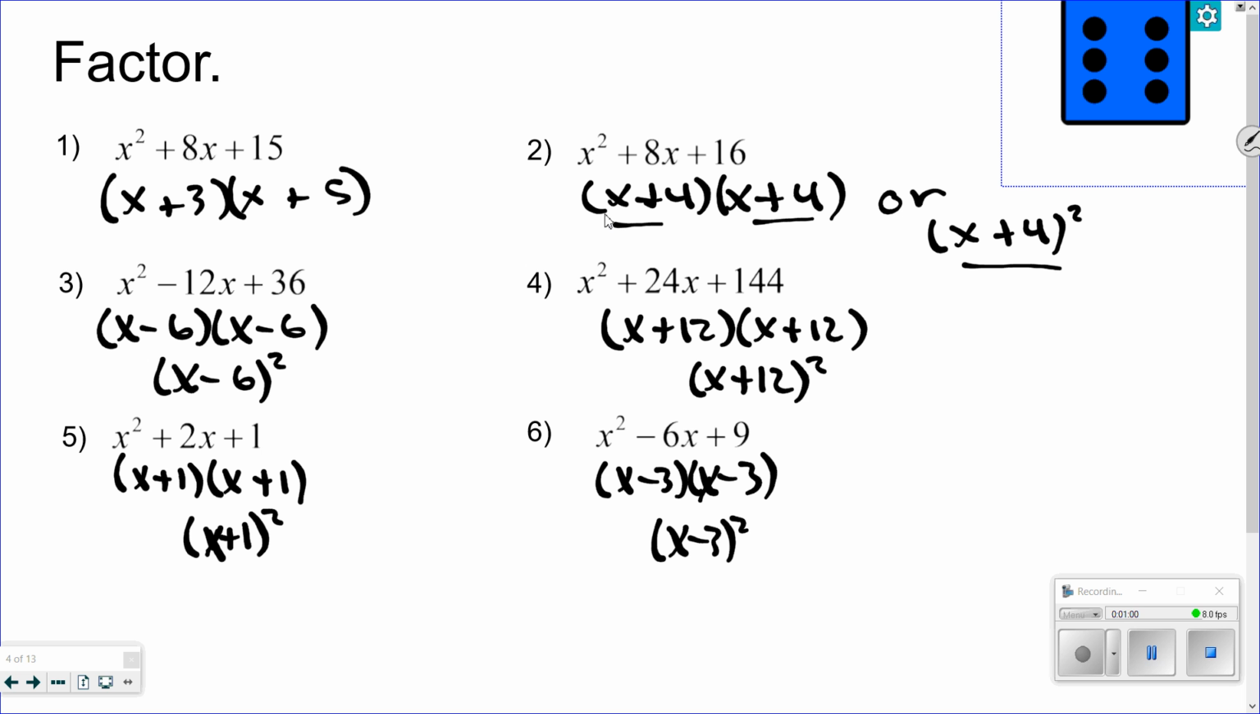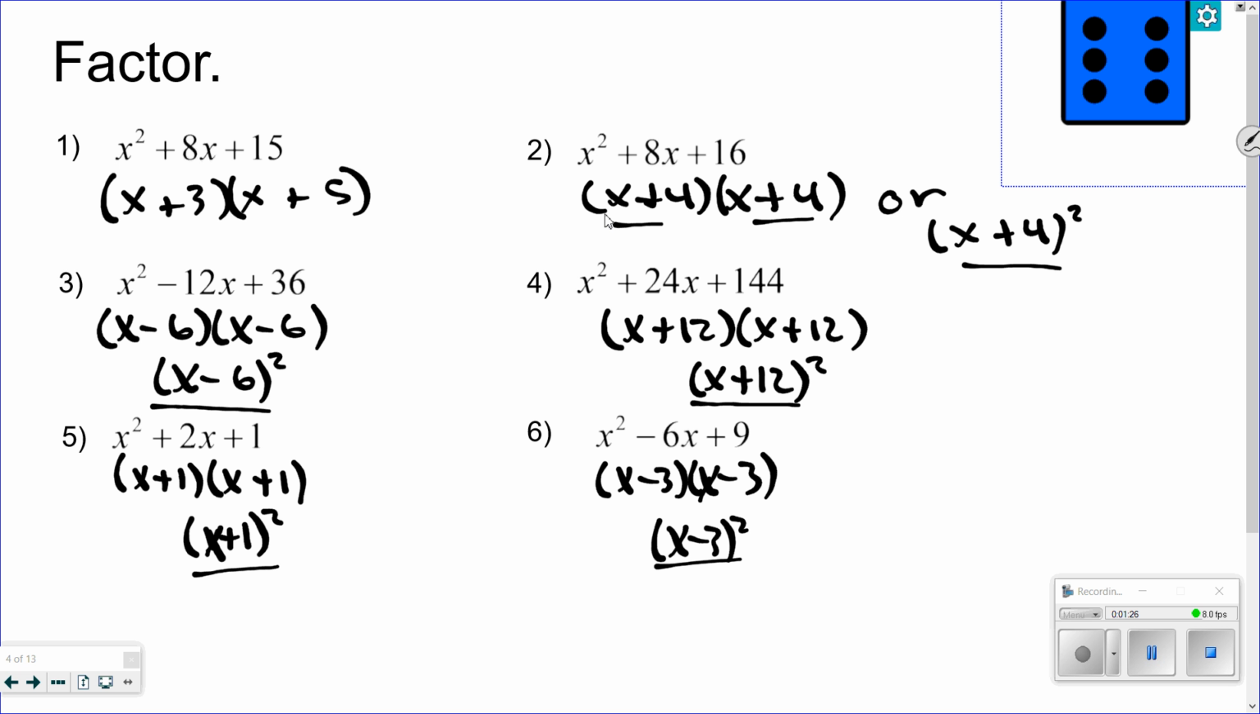Factors of 36 that add up to negative 12 are negative 6 and negative 6, which is really the same thing as x minus 6 squared. Factors of 144 that add up to 24 are 12 and 12, or x plus 12 squared. Factors of 1 that add up to 2 are 1 and 1, or x plus 1 squared. And minus 3, or x minus 3 squared. So those last 5 examples, 2 through 6, are what we call perfect squares.